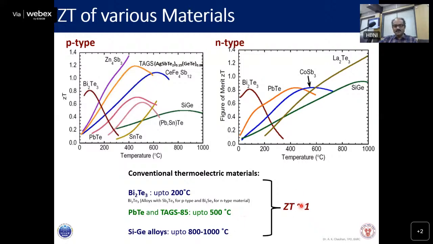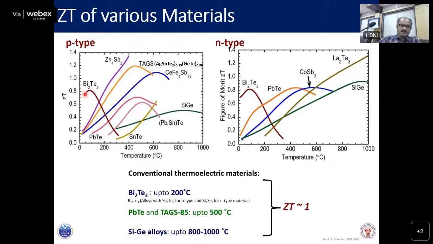the ZT value is nearly 1. You can use other materials like this material here also, but the ZT value is not very good. And similarly, at higher temperature, you can use silicon germanium alloy. This ZT value, if you see, like I said, for bismuth telluride.